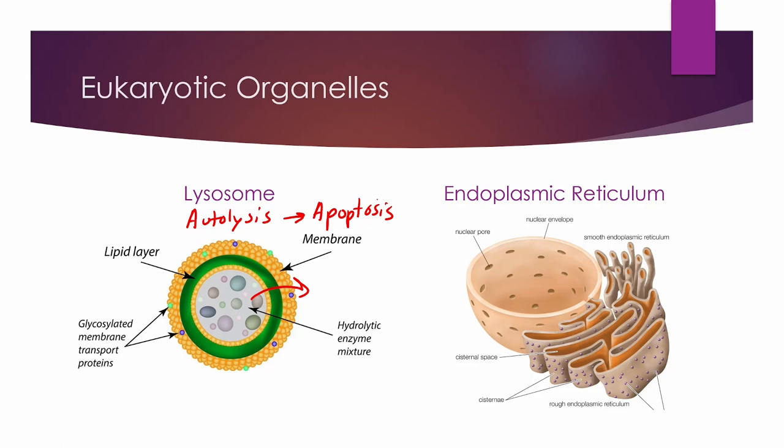The endoplasmic reticulum is next, and it's a series of interconnected membranes that are contiguous with the nuclear envelope. There are two parts to the endoplasmic reticulum. The rough endoplasmic reticulum has ribosomes and permits the translation of proteins destined for secretion. So the rough endoplasmic reticulum, secretion. Translation of secretion proteins.